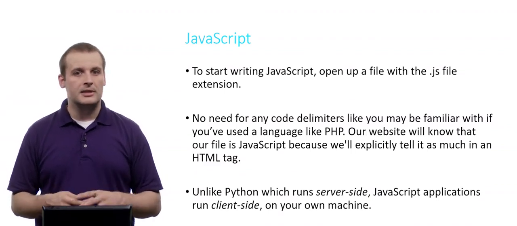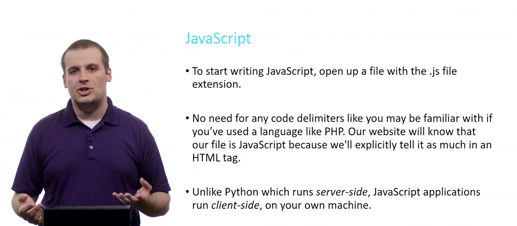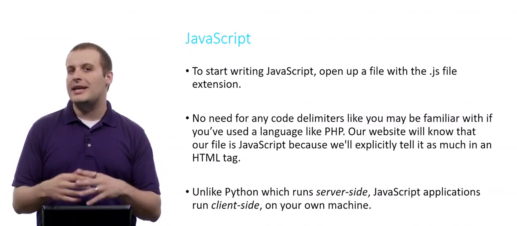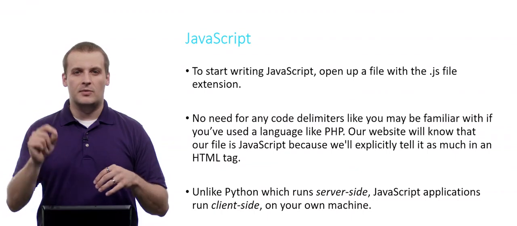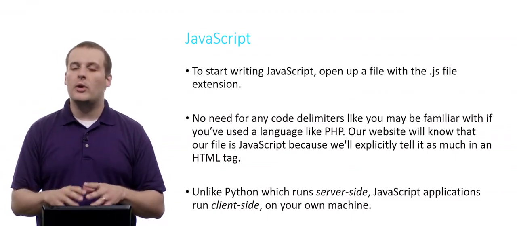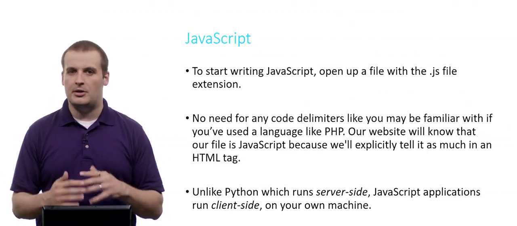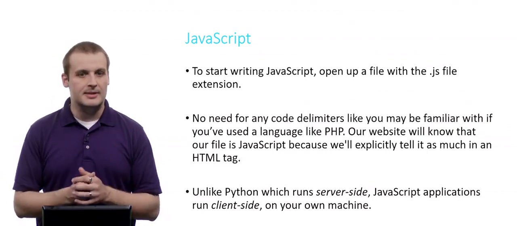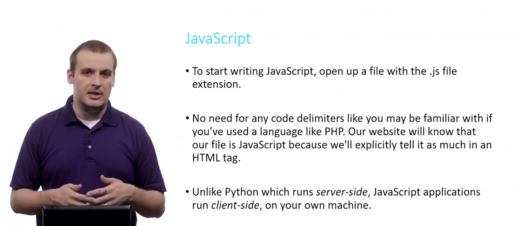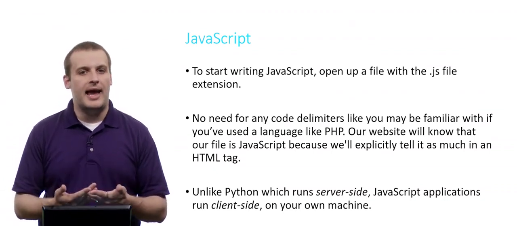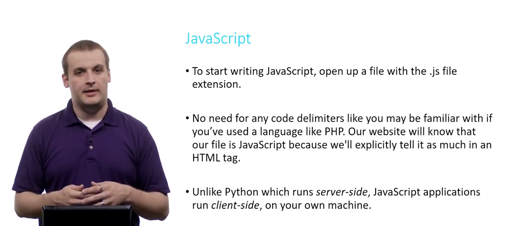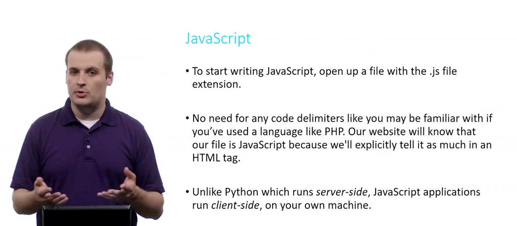To write JavaScript, it's really easy. Open up a file with a .js file extension and start writing your JavaScript right away. If you're familiar with a language like PHP, you know that you have to sort of bind your code up in these delimiters, bracket, question mark, PHP, and all that stuff. We don't have to do that in JavaScript. We literally just start writing our code in a JavaScript file, which is pretty nice. Our website will also know that our file is JavaScript, because we're going to tell it in an HTML tag. We're going to say, I have a script that is of type JavaScript, and it is a file with a .js file extension. Pretty straightforward.